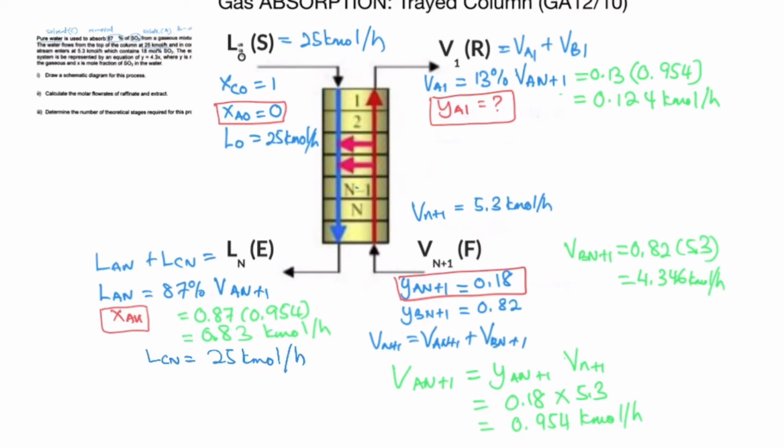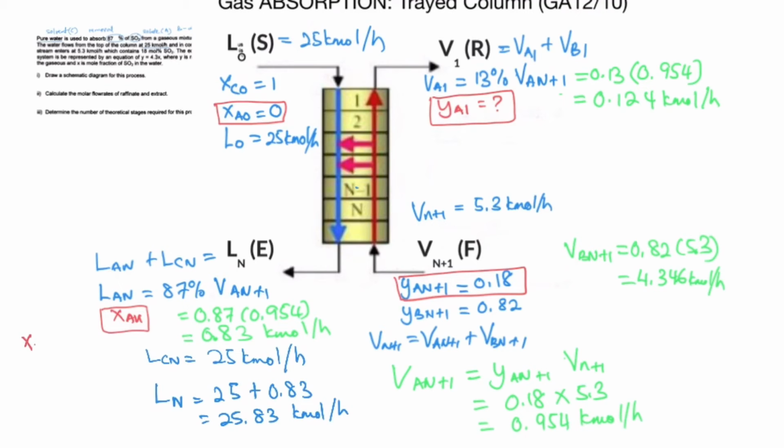So that will give you the total of Ln equal to 25 plus 0.83, which will give you 25.83 kilomole per hour. Now we can solve for XAN.